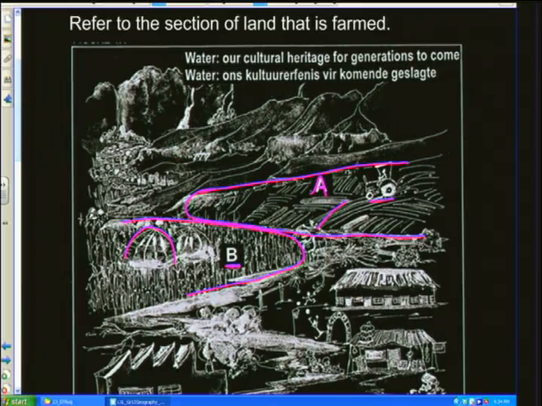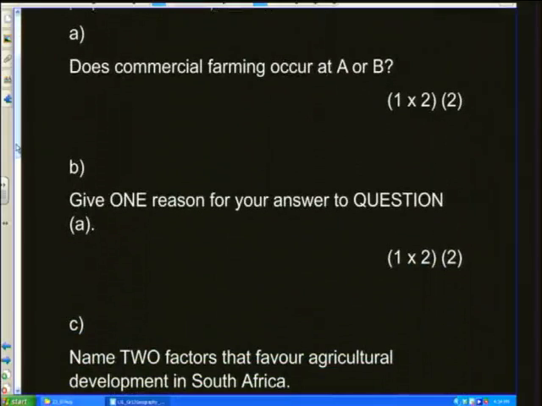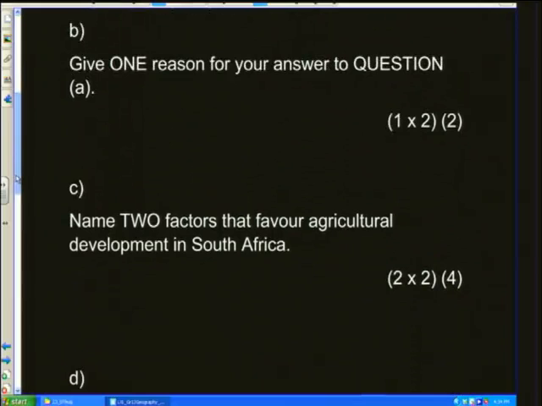Let's have a quick look at those questions. All right, so firstly, you need to say whether or not commercial farming occurs at A or at B, okay? If we had a look at the diagram now, we saw that at A, they had a tractor there, they had a big plot of land, they had neatly arranged rows of crops, okay? So that's firstly answer A for the first question. At B, we need to give just one reason. I'm going to give you more, but one reason for your answer. Okay, so firstly, they have very large tracts of land.